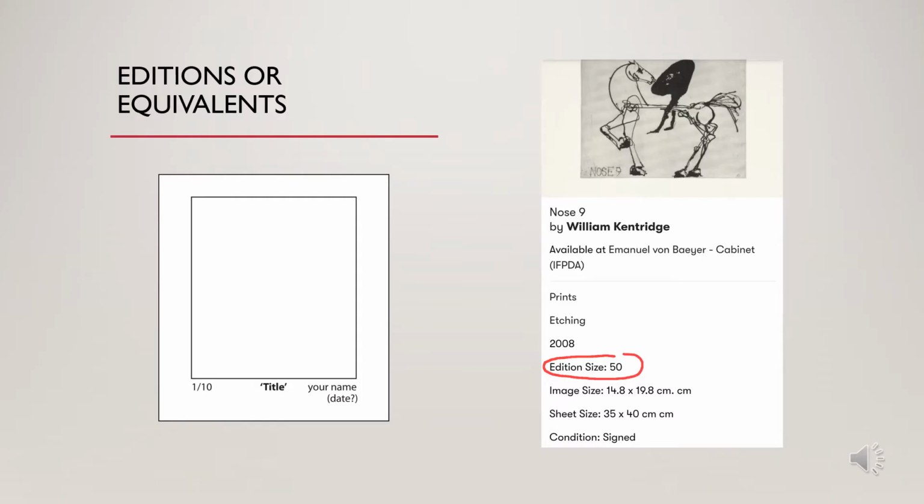This is one of William Kentridge's artworks. On the artwork, I have marked or circled in red the number of editions or equivalents you will find of the very same artwork, which is 50 for this print. I have also attached a template of how a print is to be marked or labeled.